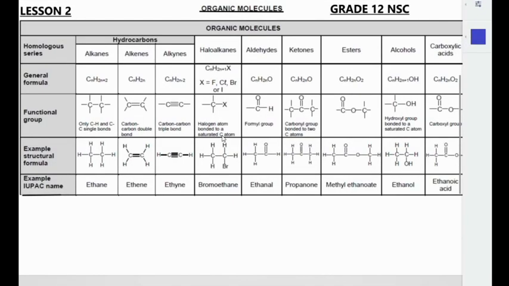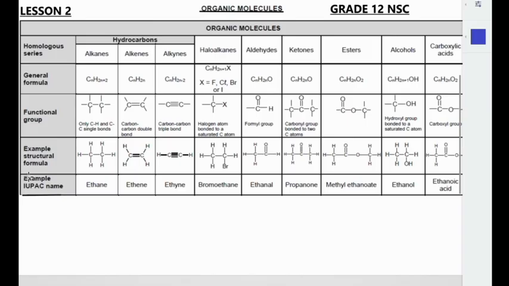Welcome to the second lesson on organic chemistry. We're going to be looking at the homologous series. We're going to start with the alkanes, all right? There are different types of homologous series: the alkanes, the alkenes, the alkynes, the haloalkanes, up until the carboxylic acids, all right? And we're going to be looking at the general formula, the functional group, and then we're going to be giving examples of the structural formula as well as the IUPAC name, all right?